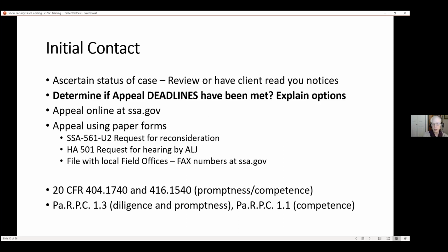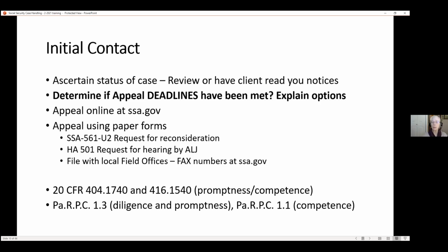The request for reconsideration, the request for a hearing. I can give you the forms there, again, available at ssa.gov. The requests for reconsideration and hearings go to the local field office. You can look up the fax numbers of the local field office at ssa.gov. In the old days, the client could just walk down to the local office.